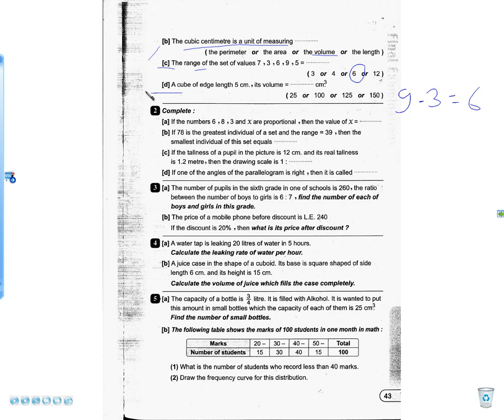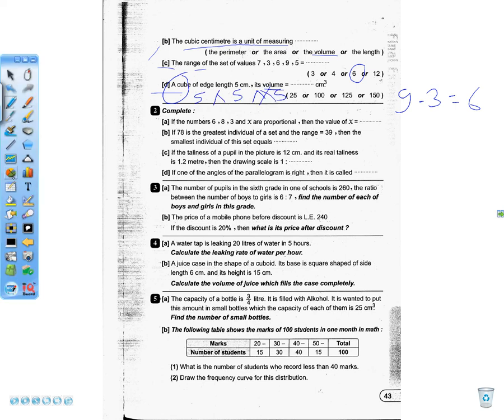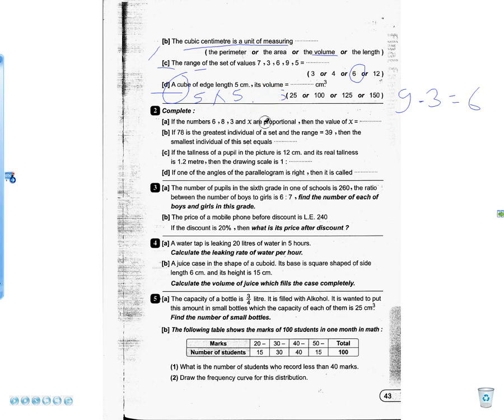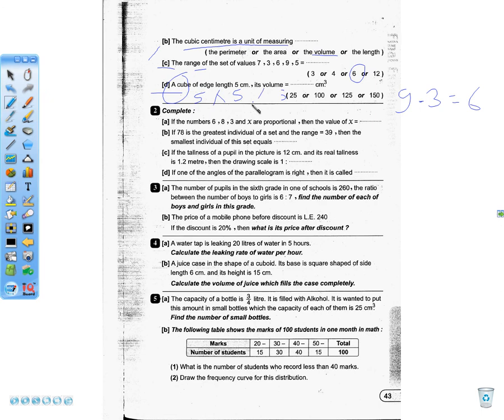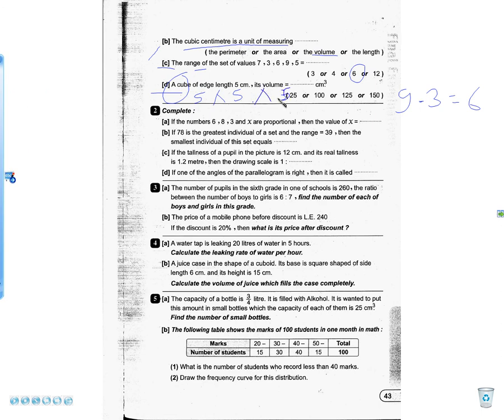A cube of edge length 5 centimeters. Its volume will be what? When we are asked to get the volume of a cube, we multiply side by side by side. 5 by 5 by 5, we get what? Using your calculator, you get 125. Then move to the second question, complete.